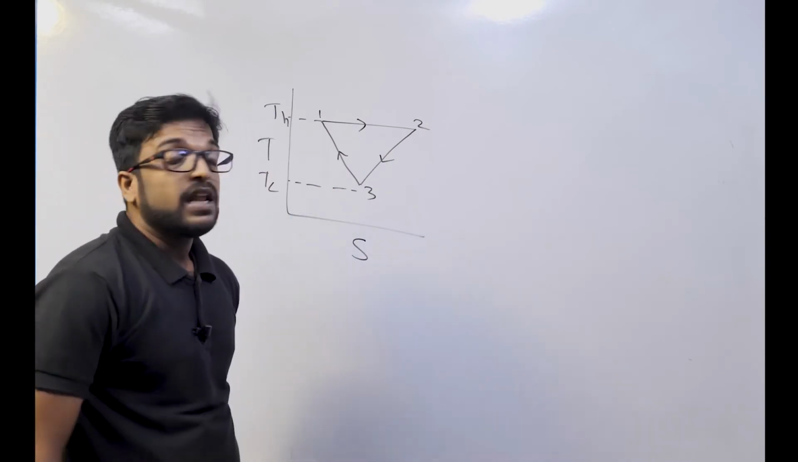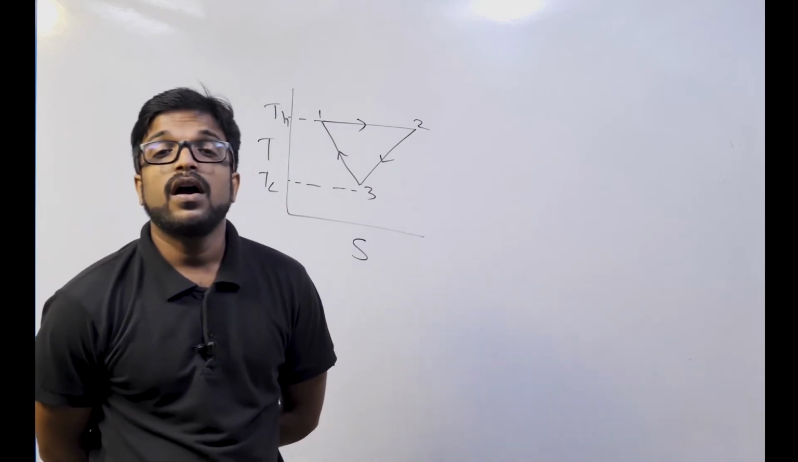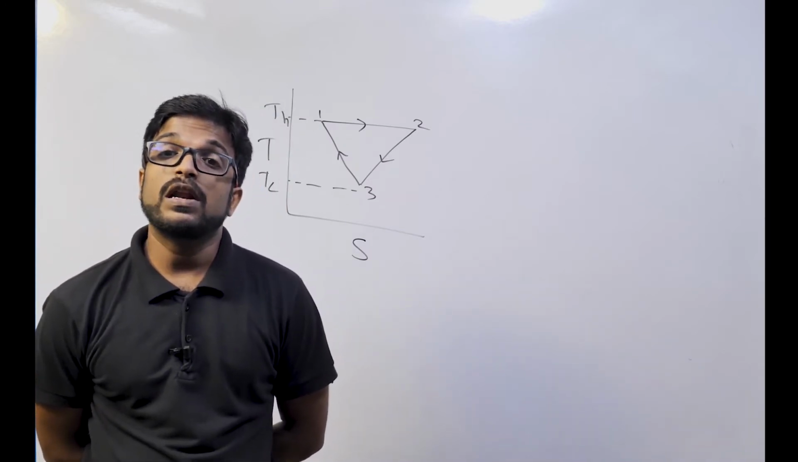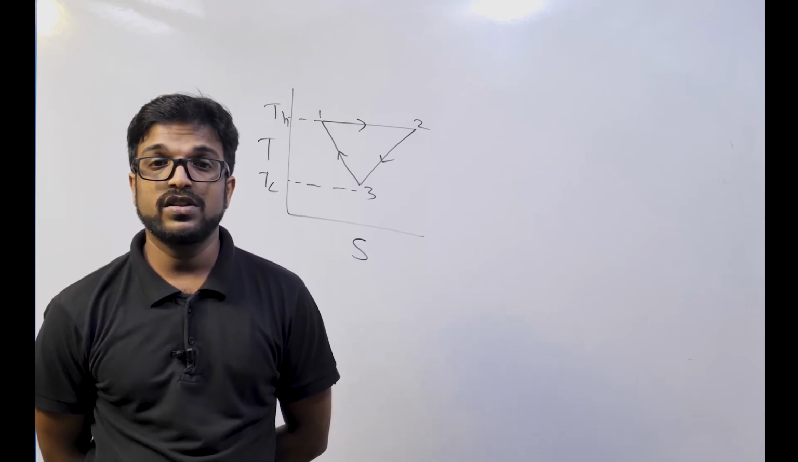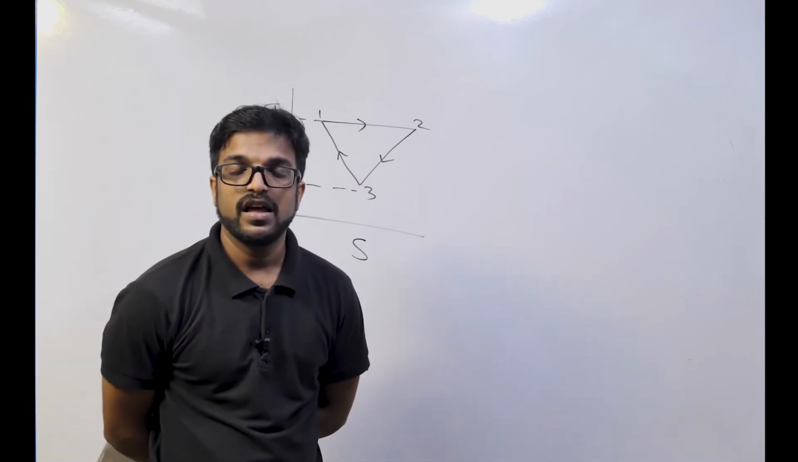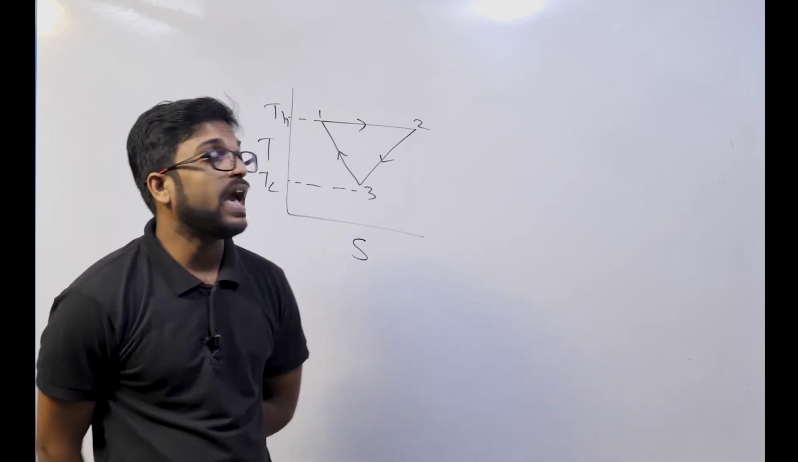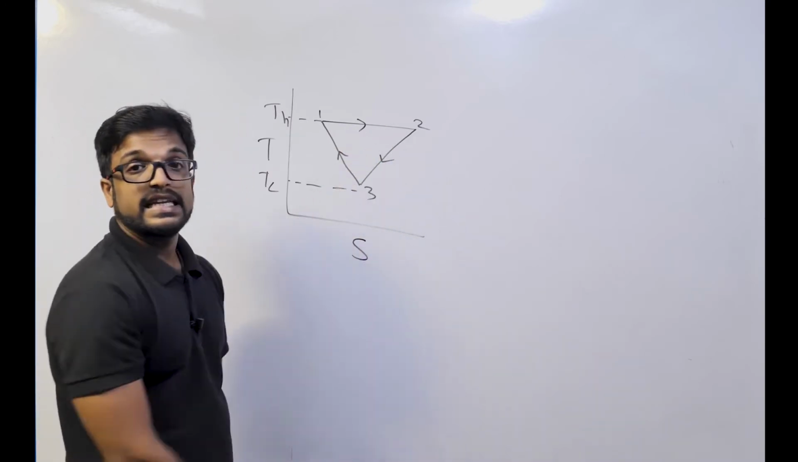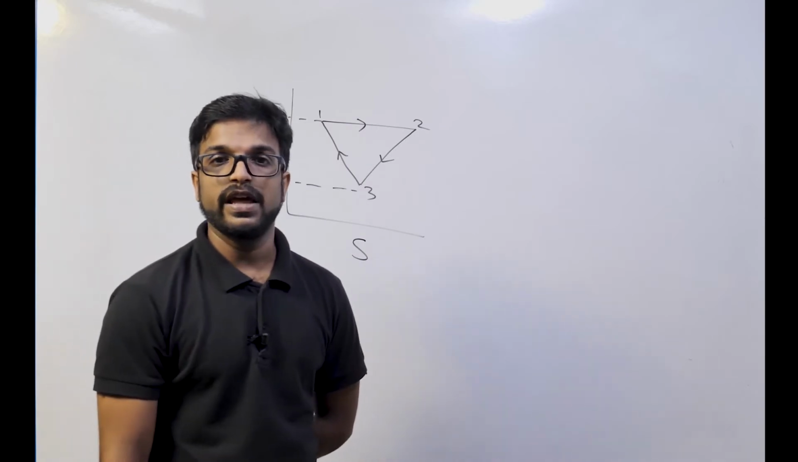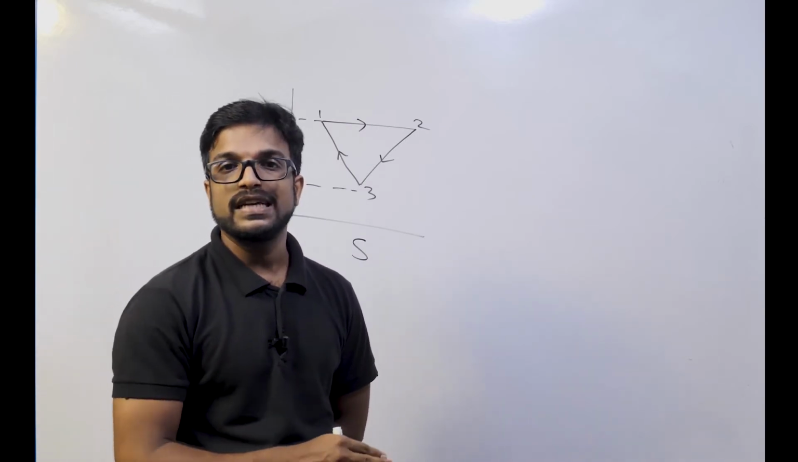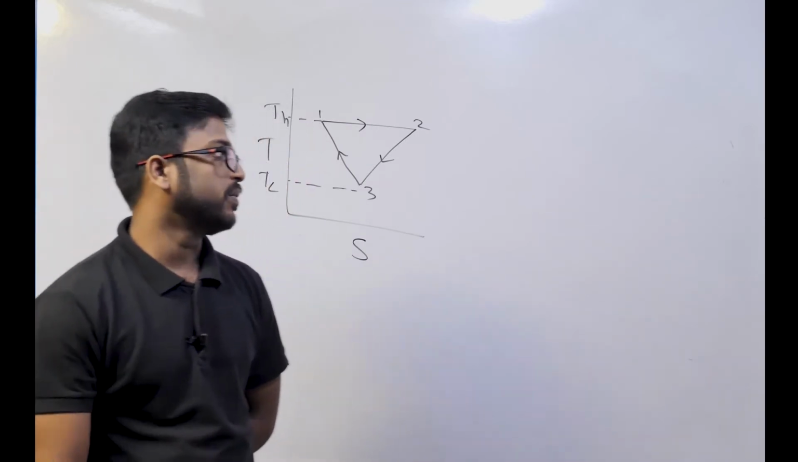Let me tell you one thing. Efficiency is applicable only for a work producing cycle, right? Not for work consuming cycles. And you have to understand that all work producing cycles will have clockwise direction in the TS diagram as well as the PV diagram. What is the direction? Clockwise direction. Remember that point, very important.